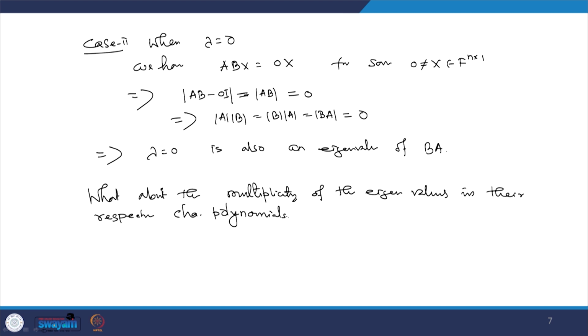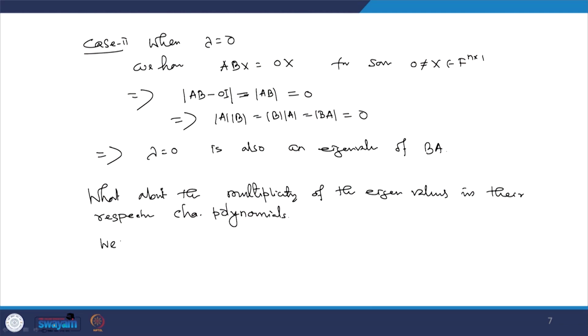If f1 and f2 are the characteristic polynomials of AB and BA, will f1 be equal to f2 or not? That is the question basically. What about the multiplicity of the eigenvalues in their respective polynomials? That is, whether the characteristic polynomial of AB will be exactly equal to the characteristic polynomial of BA or not, that we have to check. So, this one we can do using the concept of determinant again.